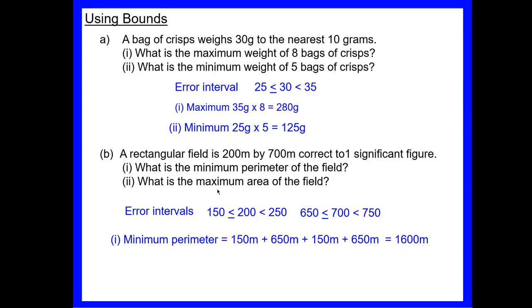Our second part then: what's the maximum area of the field? To get the maximum area, I'm going to multiply 2 numbers together. To get the biggest area, I need to multiply the biggest 2 numbers together. So we take the maximum width times the maximum length, and that gives us 187,500 meters squared. You've got to be quite careful about which values you use, whether you want to find the smallest number or the biggest number, and that will help you decide which values from your error interval to use.